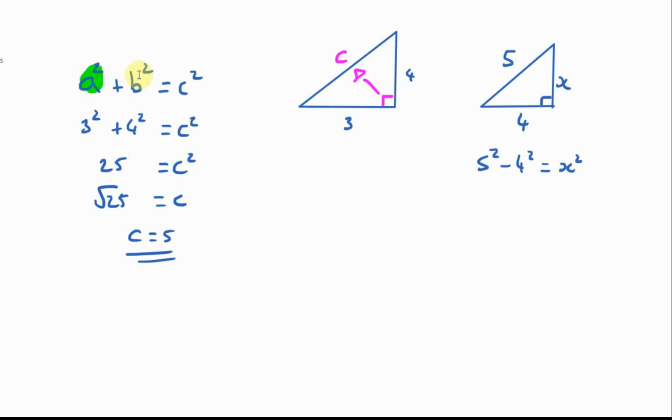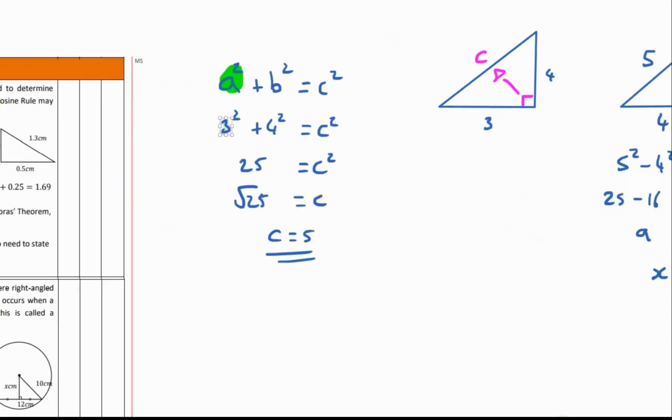So I need to rearrange to make this the subject. So I need to get rid of this. It's adding on this side, so I'm going to take it away. So 5 squared take away 4 squared, so that'll be 25 take away 16 is equal to x squared. So 9 is equal to x squared. So x is equal to 3 because I've square rooted both sides. So your Pythagoras add is what we do when we don't know the long side. Pythagoras takeaway is when we know the long side. So that's just a bit of basics into Pythagoras to get started. So let's go back to the main page.